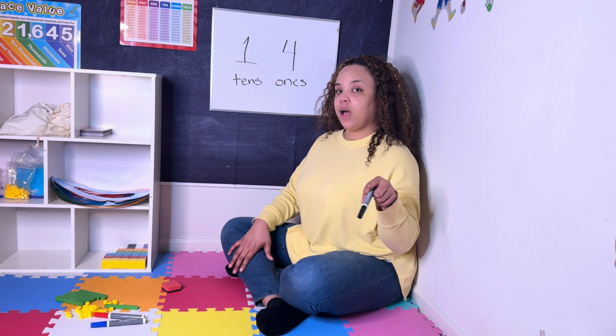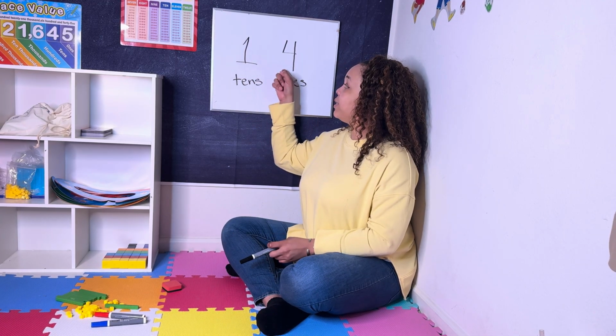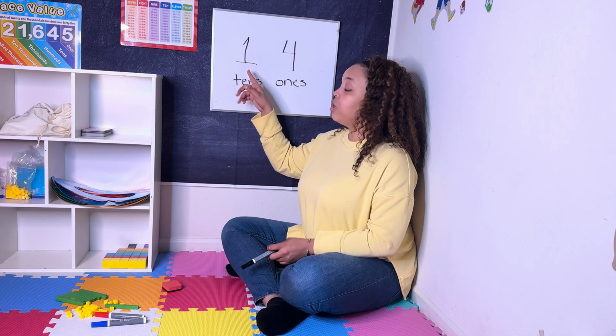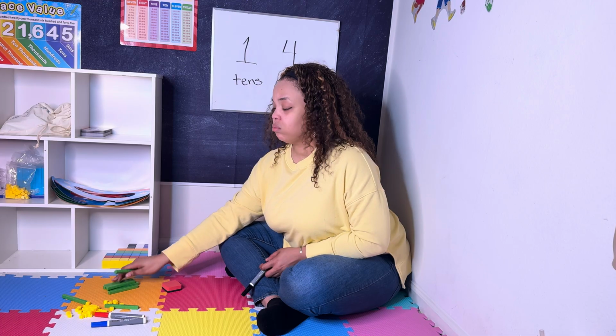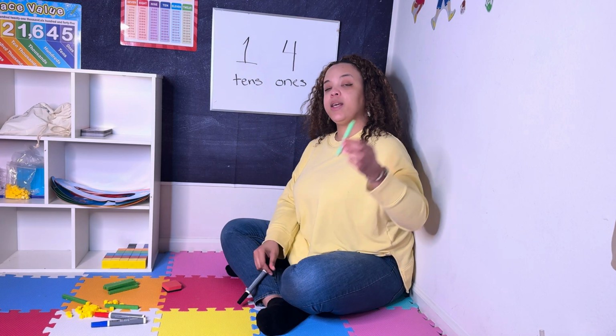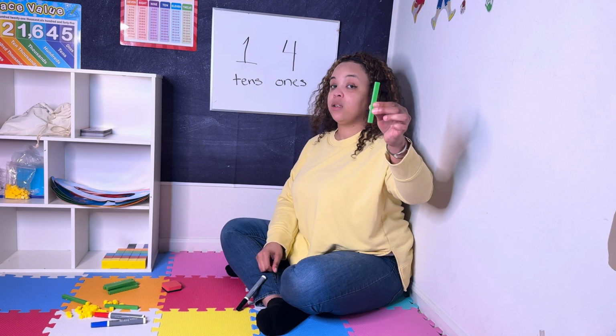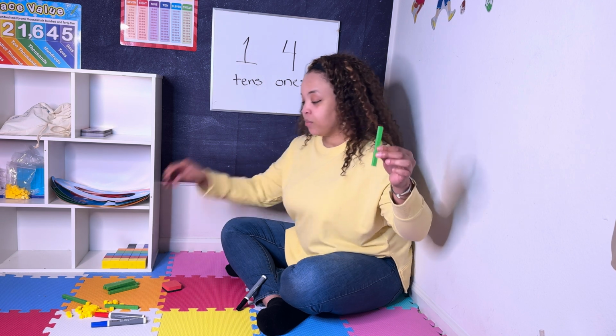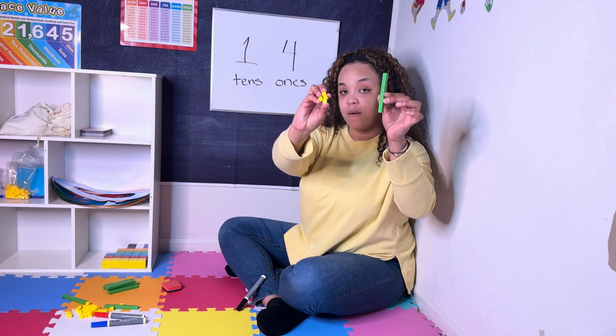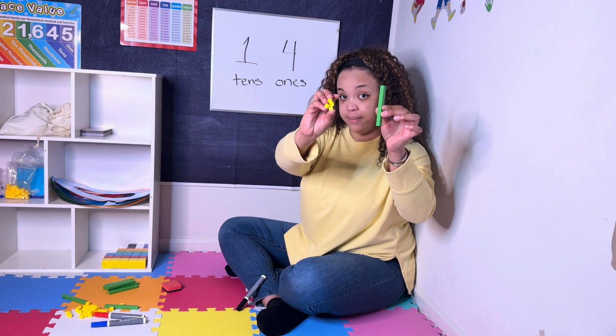So let's go back to our blocks now. We have the number 14. How many green sticks do we need? Yes, we need a single green stick. How many yellow cubes do we need? We need 4. This makes 14, right?